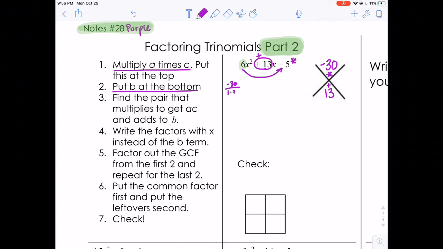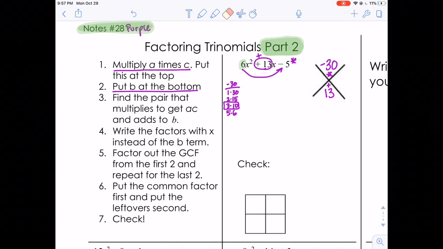So I could do 1 and 30, 2 and 15, 3 and 10, 4 and nothing, 5 and 6, 7 and nothing, 8 and nothing, 9 and nothing, 10 and 3. So we already have that one. So the ones that add to get 13, I can see 10 plus 3. That would be 3 and 10. But then I see that one of them has to be negative in order to make negative 30. If I make negative 3, negative 3 plus 10 is going to be 7, not 13. So that's not going to work. And then 3 minus 10, that makes negative 7. That's not going to work either. So it looks like these ones aren't going to work.